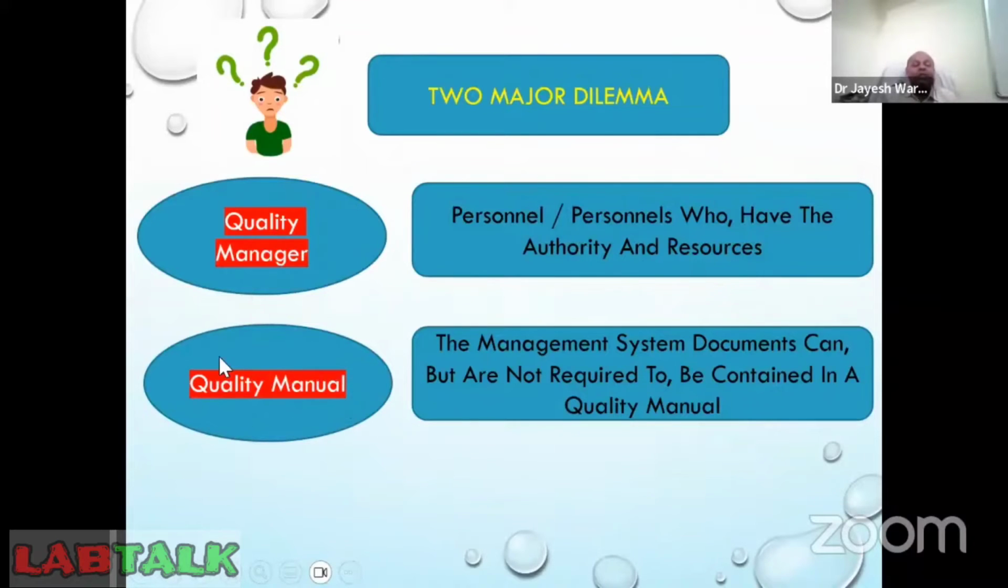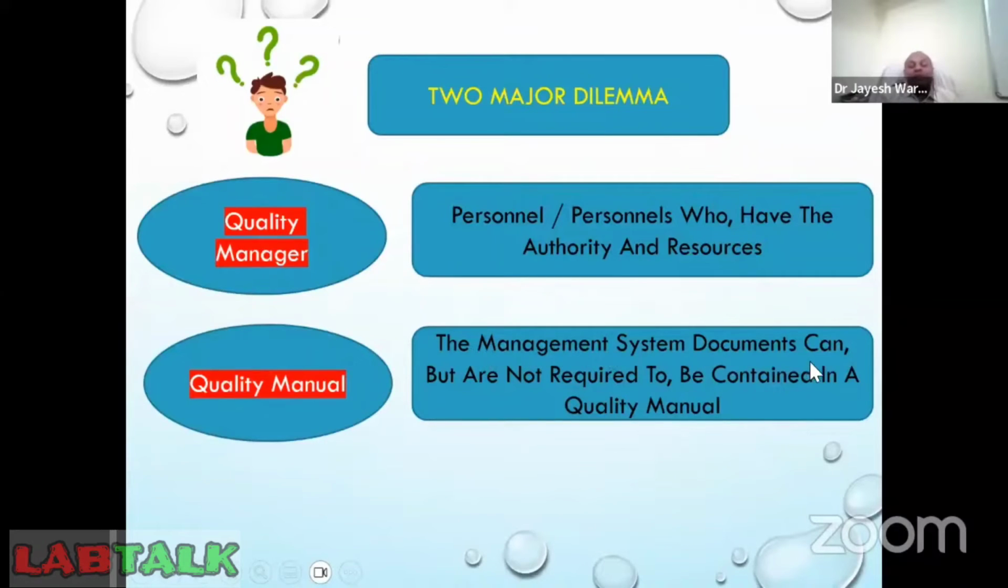The next aspect is the quality manual. In the previous standard, it was mandatory to have a document named quality manual, and you had to include different procedures or policies in it. But with this new standard, the mandatory requirement of a document named quality manual is not there. So how are you going to write down your policies and procedures?